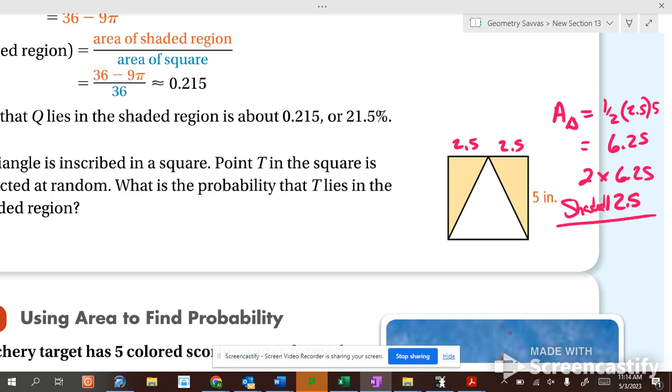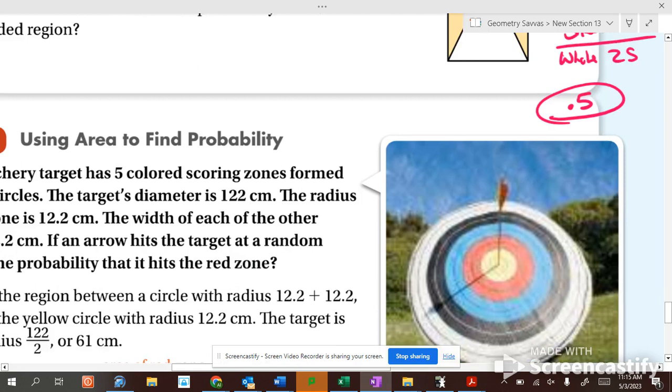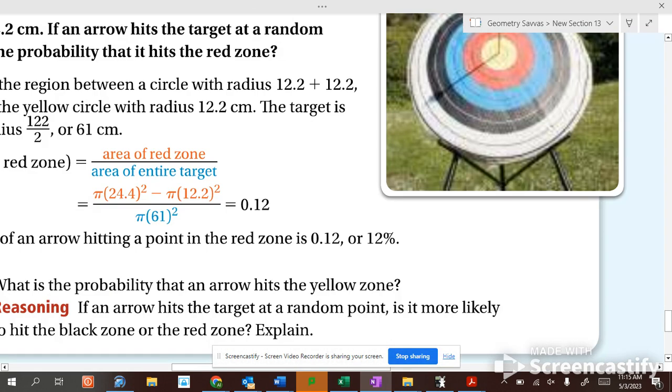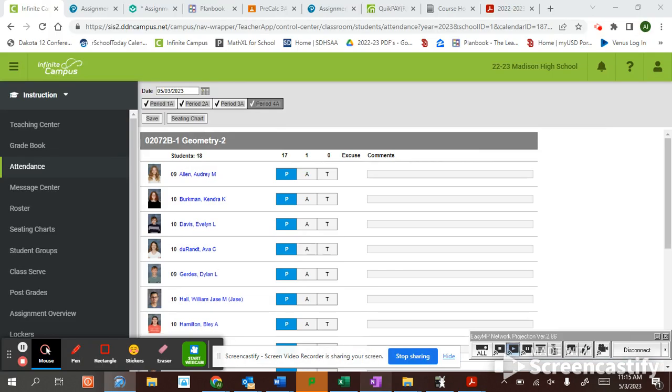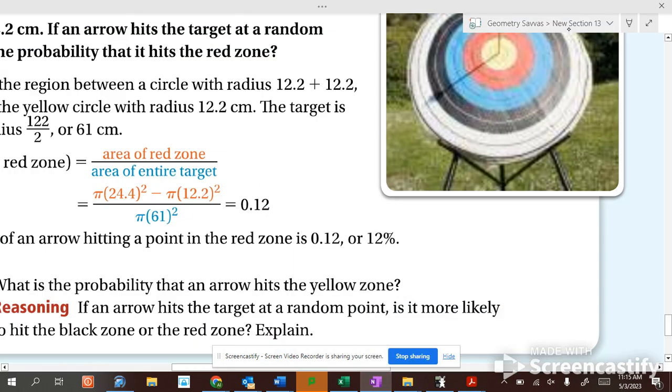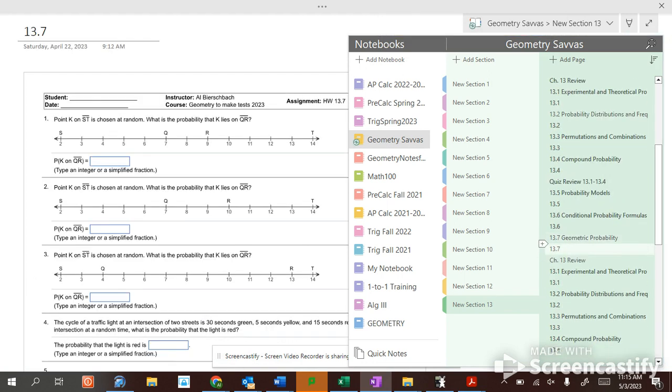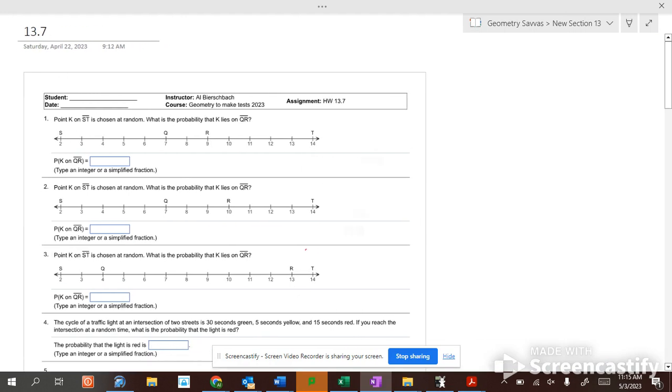What's the area of the whole thing? 25. 12.5 divided by 25 is 0.5. You got a 50% chance of hitting it somewhere in the shaded region. Okay, 50% chance. When you're dealing with concentric circles, you have to take the area of the bigger circle minus the area of the smaller circle. And we'll do that here in just a minute. Oops. All right, so let's go here. Let's go here. And look at what problems you'll see on today's exercises.